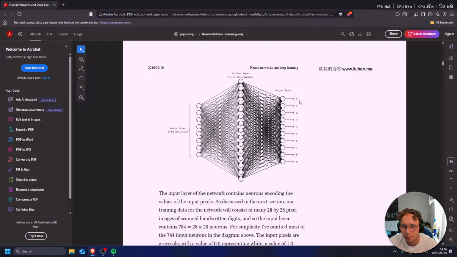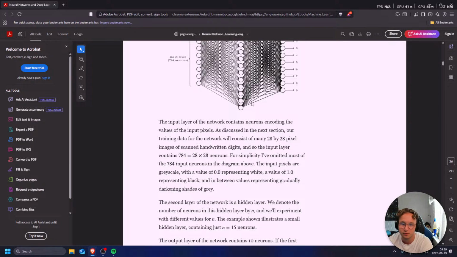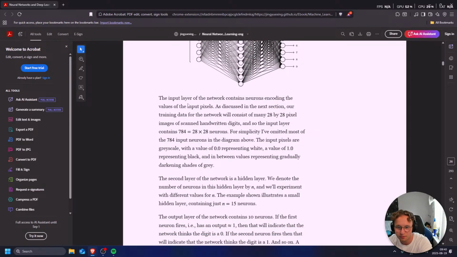So this is page 18. Figure. Page 18. So the input layer of the network contains neurons encoding the values of the input pixels. As discussed in the next section, our training data for the network will consist of many 28 by 28 pixel images of scanned handwritten digits. And so the input layer contains 784, which is equal to 28 times 28, neurons.